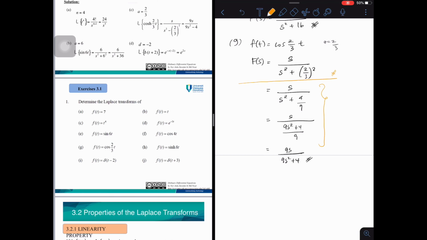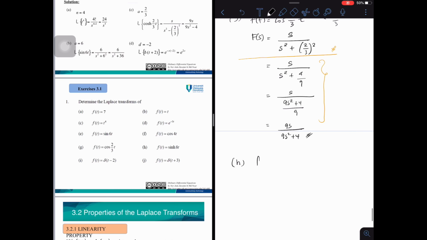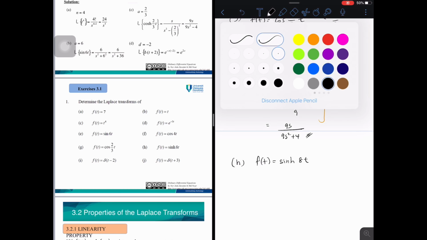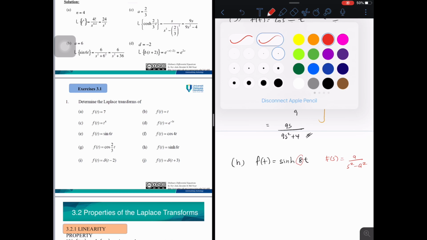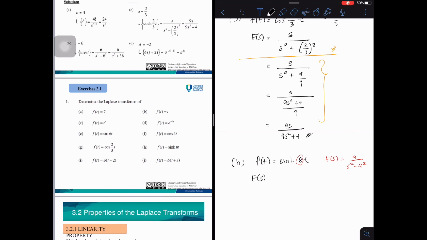Okay guys, so for question H, you have f(t) equal to sinh 8t, and if you can remember, for the hyperbolic sine, the formula is actually the same as the sine, it's just the opposite sign. So you can find the Laplace transformation for sinh with the formula a over s squared minus a squared. Therefore our a now is 8. So we can find our F(s) equal to 8 over s squared minus 8 to the power of 2, which is 64.